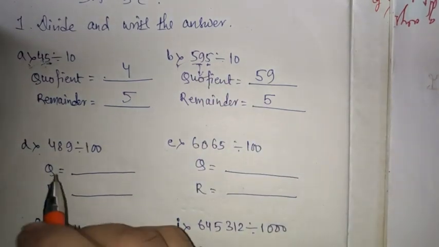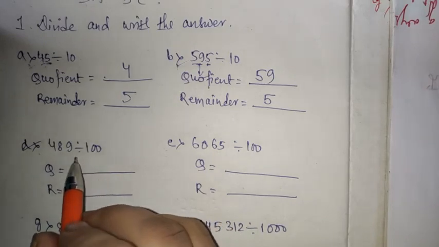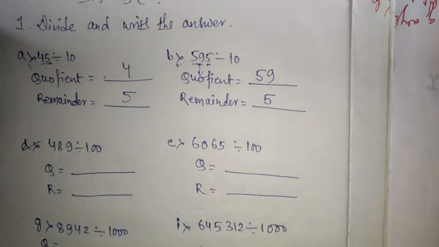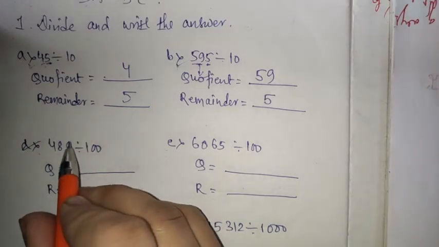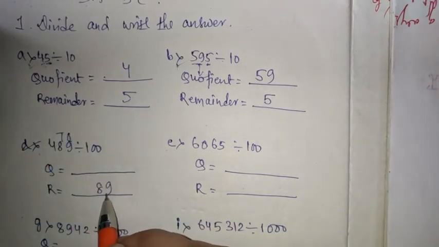Similarly, moving on to question D, 489 divided by 100. Whenever any number is divided by 100, what was the rule? Rule number 2 was followed. Rule number 2 says that whenever any number is divided by 100, we remove the digits at the ones and the tens place. So 89 will be the remainder, and whatever is left out will become your quotient.